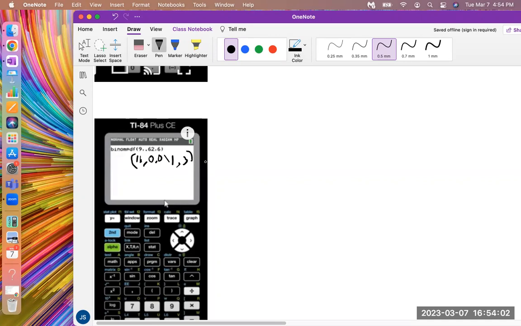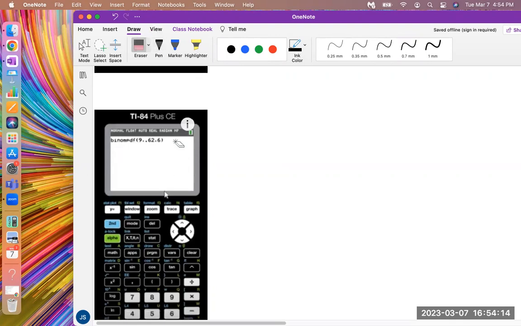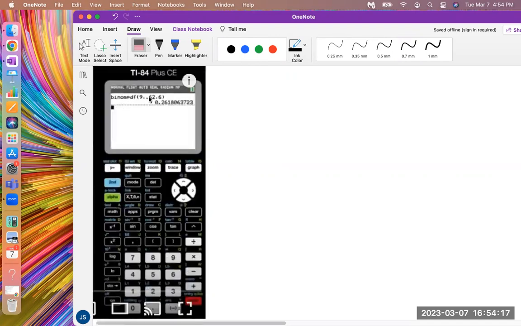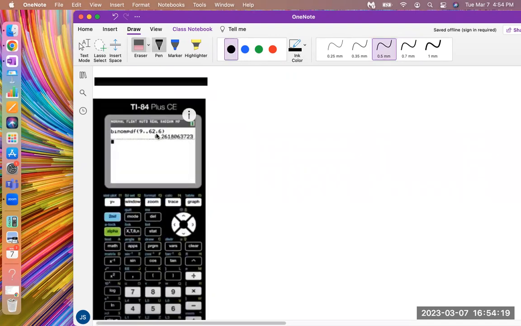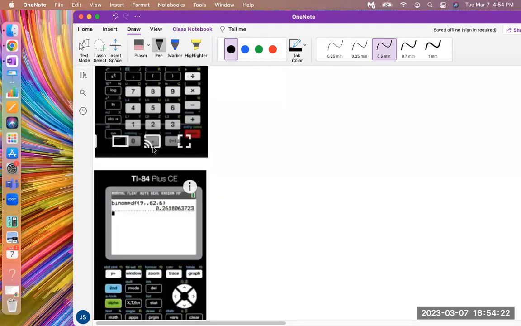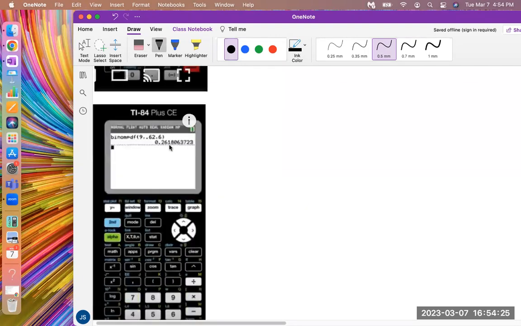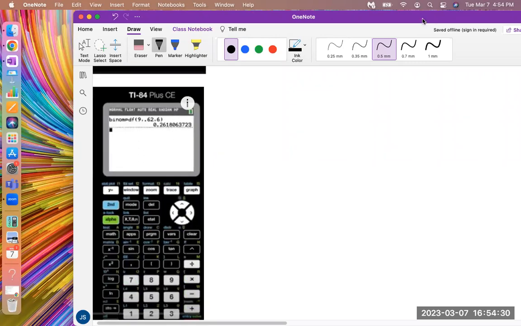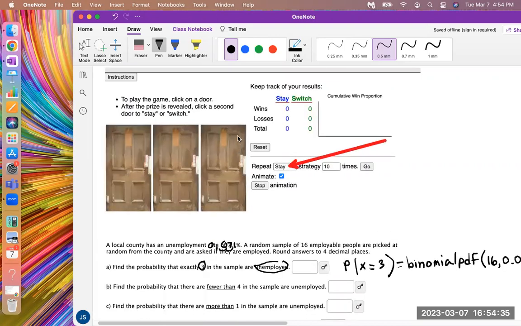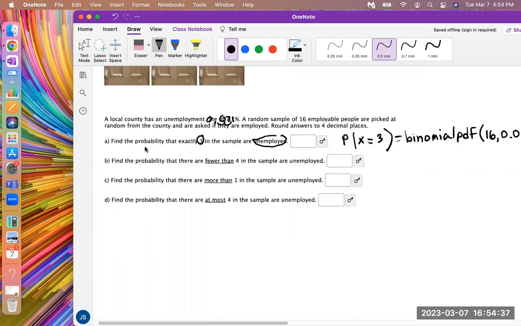And I said, this is just what the screen kind of looks like and how to do it on your calculator. And then once you have that on your screen, you would just press enter, and then this would be your answer, and make sure to round it to the right decimal place they're asking for. And that's how you do it on your calculator. All right. So that's how you would do this first one, part A.